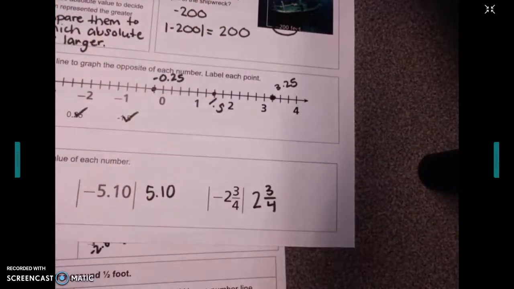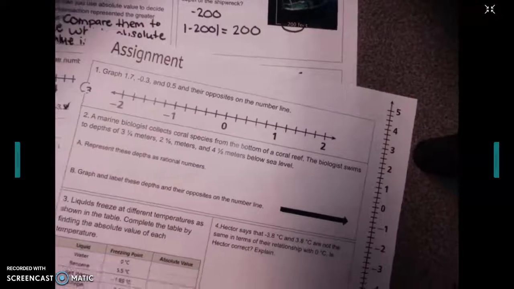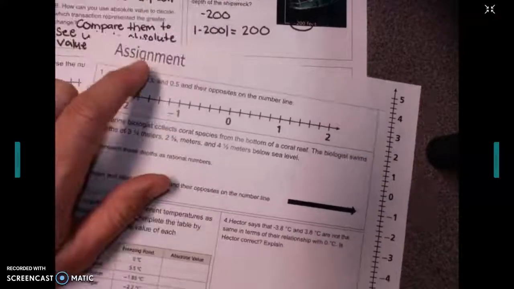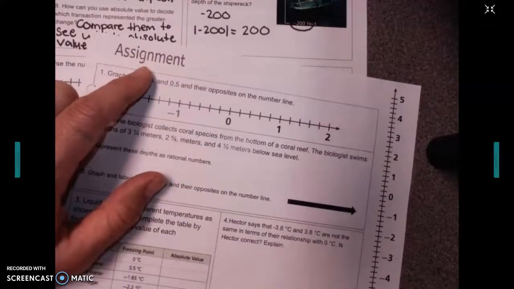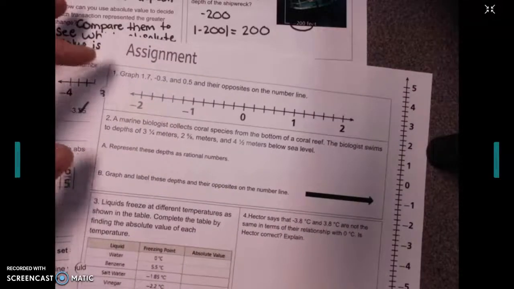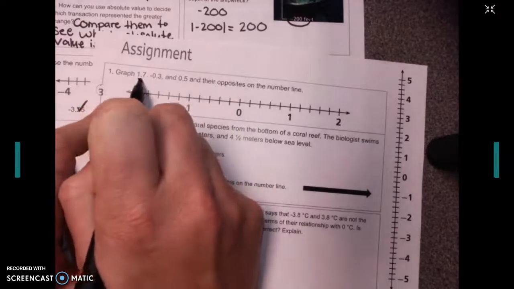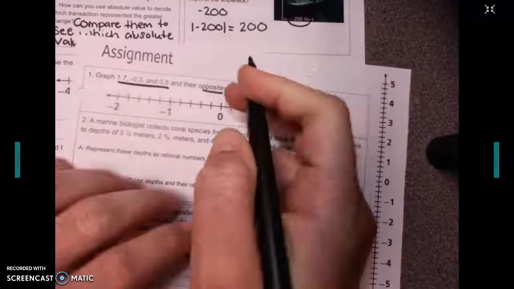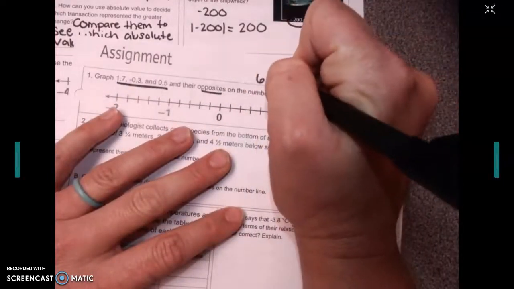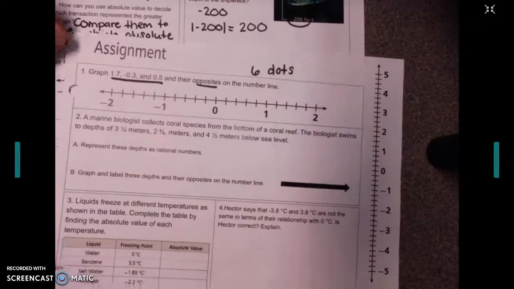Your assignment page looks like this. It looks a little different because I printed this off differently than yours, but your assignment page should say Lesson 1 Assignment. Problem 1, you're graphing these 3 numbers and their opposites. So you should have 6 dots on the number line. Please label them with the numbers so it's easier for you to determine what they are.